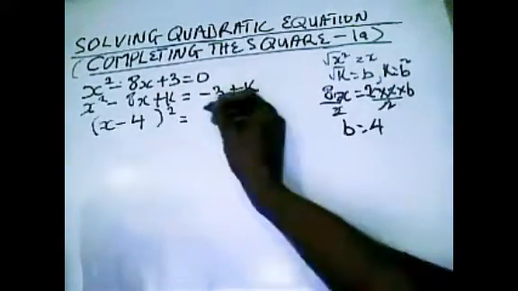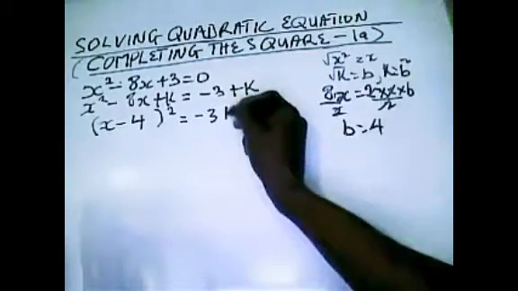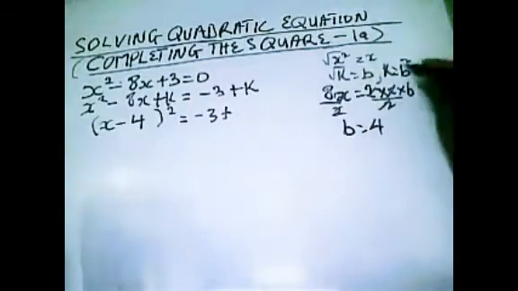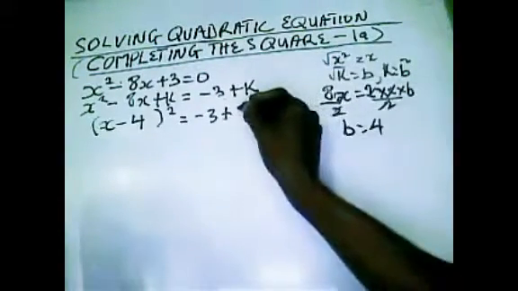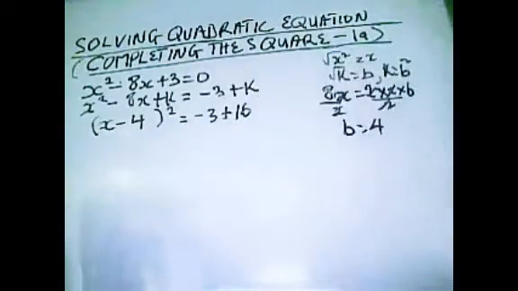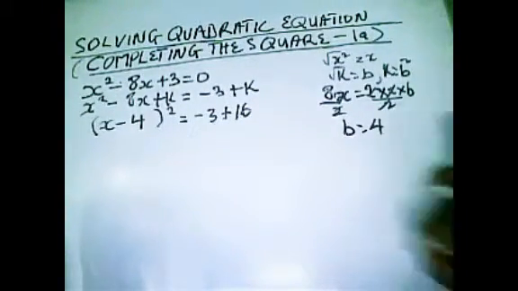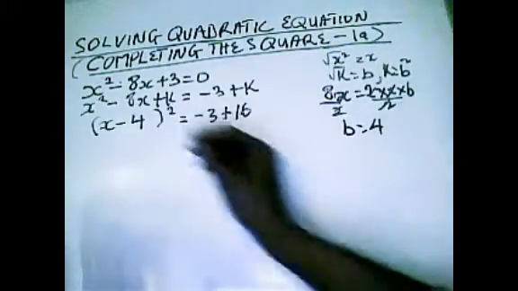So you can see that what comes here next is 4. Then on the right side we have minus 3 plus k. Don't forget that k is equal to b squared. So if b is 4, 4 squared will give us 16. Therefore 16 is coming to this place. I believe this explanation is quite easy. Please just try to follow up and you understand as we go on.